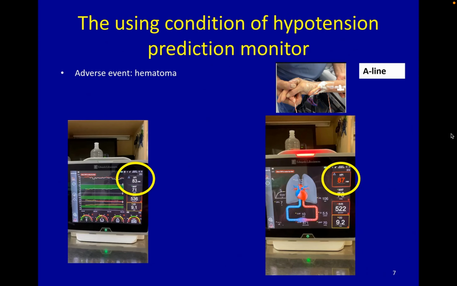Basic equipment is the A-line and the HPI monitor. Here is our video. The video presented the HPI.